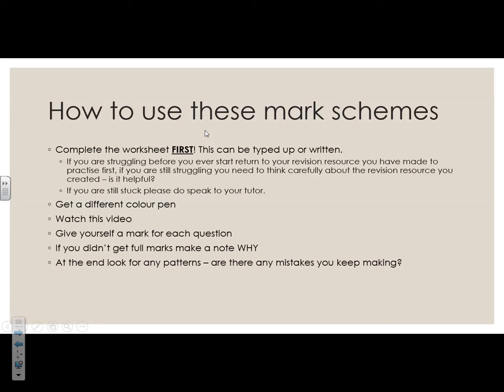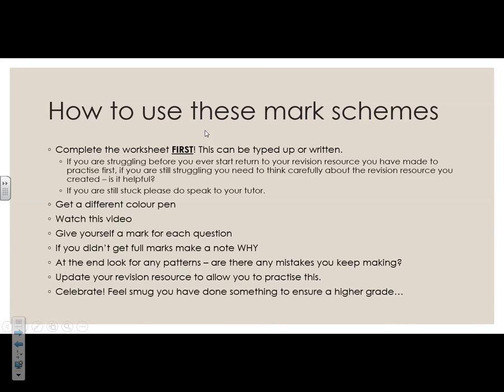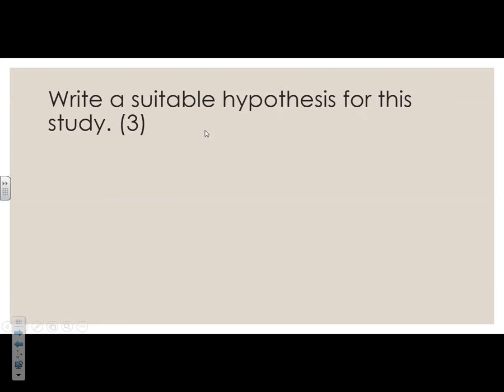At the end, look for any patterns. Are there any mistakes that you keep making? And update your revision resource to allow you to practice this. So if you consistently get confused between the IV and the DV, then you need to improve your revision resource, and then celebrate and feel smug because you've done something to ensure a higher grade. So complete it, mark it, explain why you haven't got full marks at any point if you haven't, look for patterns, and then make notes or update your revision resources to factor in that.